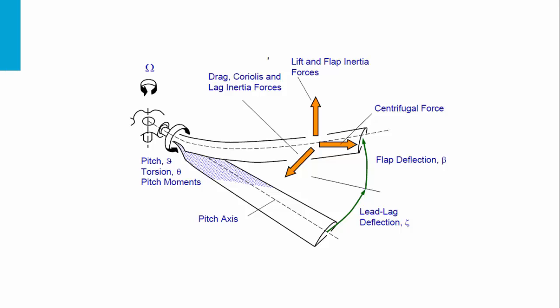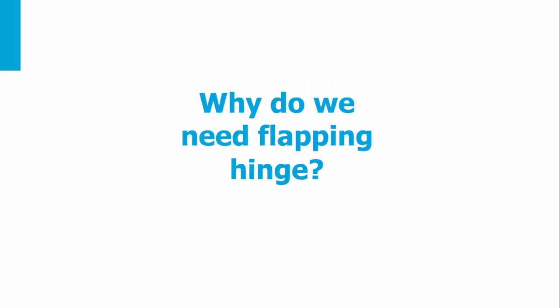The main forces acting on a rotor blade are the lift forces, the centrifugal forces, which are 20 times higher than the lift forces, and the drag forces and the Coriolis forces. I will come back to these last forces. First, why do we need the flapping hinge?